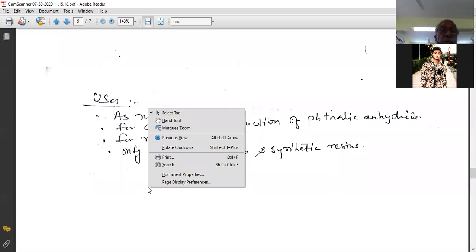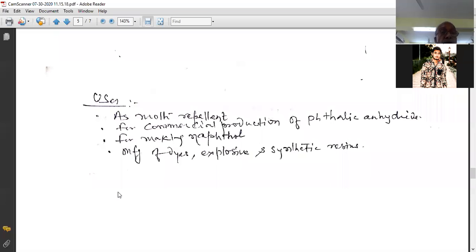And uses. Naphthalene is used as a moth repellent, so naphthalene balls are used in woolen clothes to protect them from moths. It is also used as an insecticide. It is also used for commercial production of phthalic anhydride and for making naphthols. And it is also used as an intermediate for the manufacturing of dyes, explosives and synthetic resins.